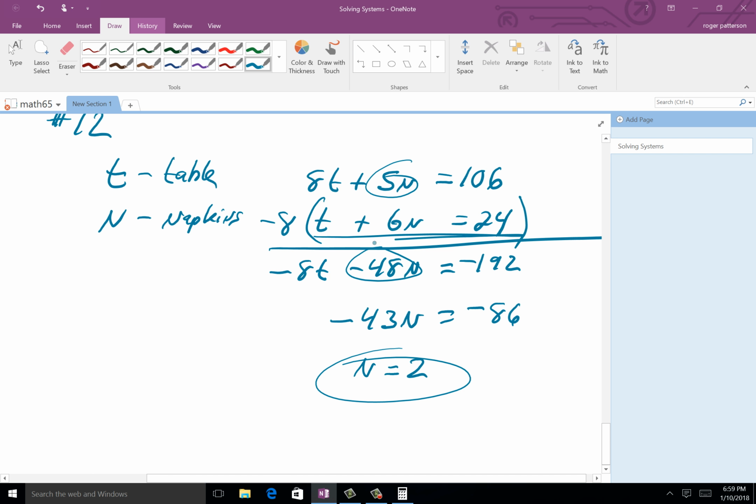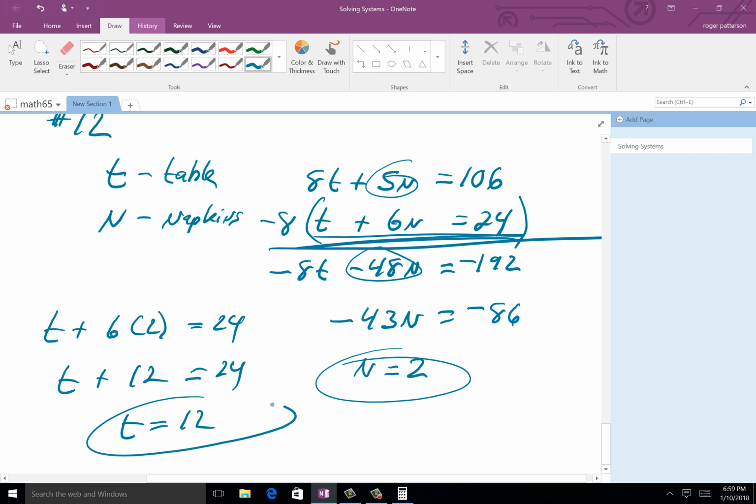So we're going to do this one. We're going to go t plus 6 times 2 equals 24. So t plus 12 equals 24. And t equals 12. There we go. That was a good choice.